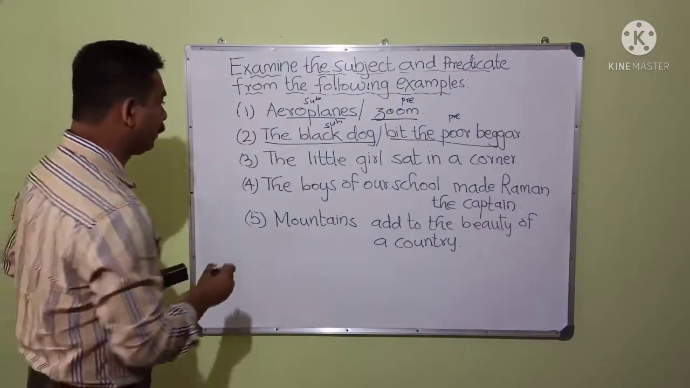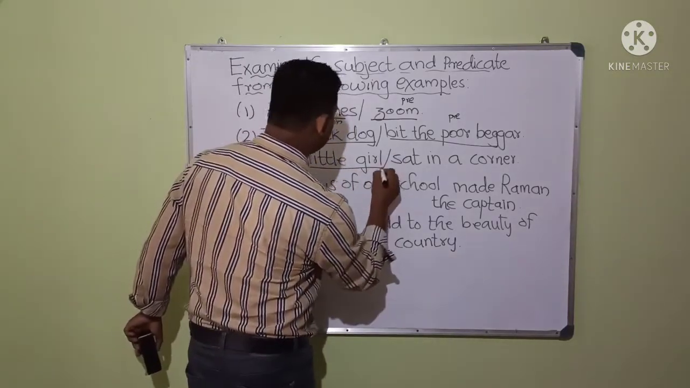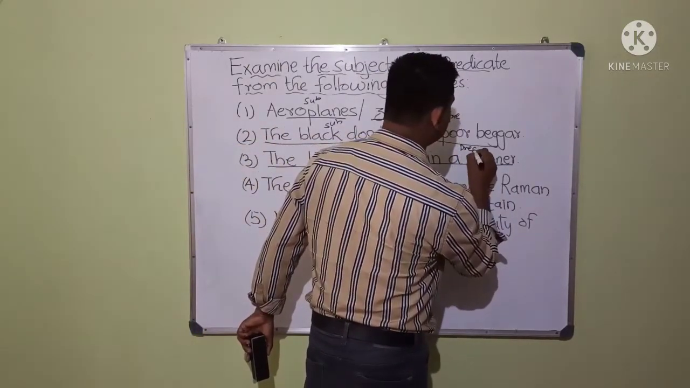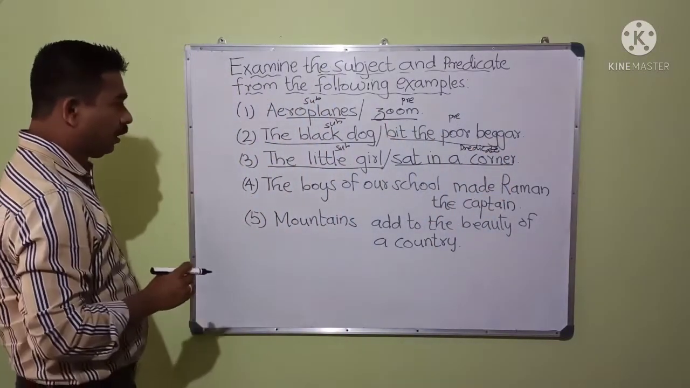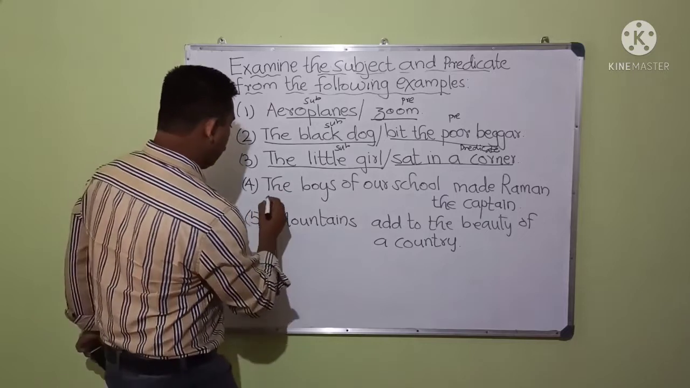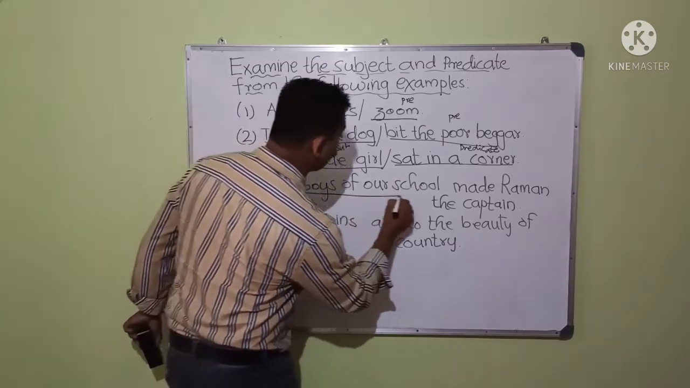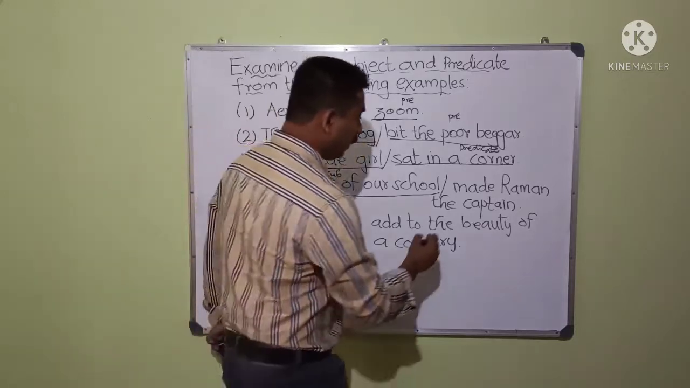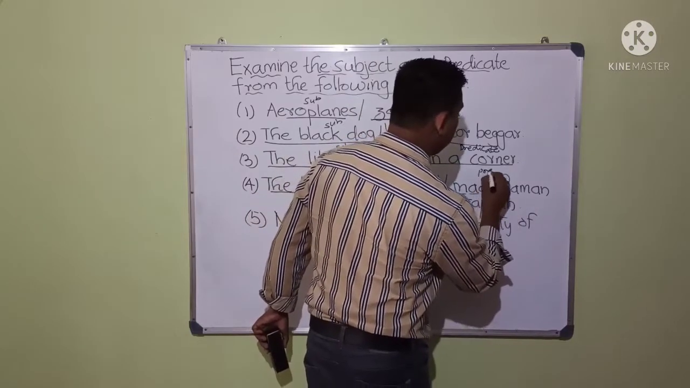In the third example, the sentence says about the little girl. So the little girl is the subject. Sat in a corner is the predicate. When we consider the fourth example, the sentence says about the boys of our school. So that is the subject. The remaining part, made Raman the captain, is the predicate.